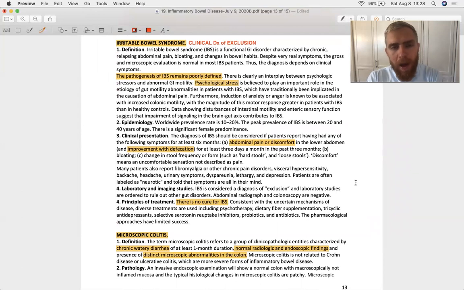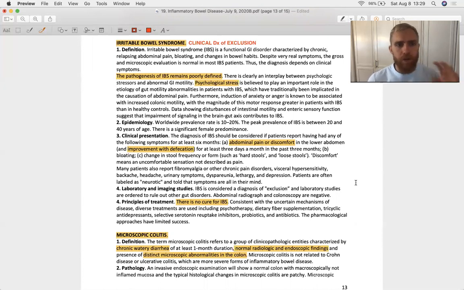Irritable bowel syndrome, IBS. What you need to know about this is that it's a clinical diagnosis, meaning lab work's going to be pretty negative. Histology is going to be pretty negative. Endoscopy is going to be pretty negative. The patient's still going to have complaints of abdominal pain or discomfort related to defecation. It's going to get better when they go to the bathroom. And bloating and change in stool frequency are also two key complaints.